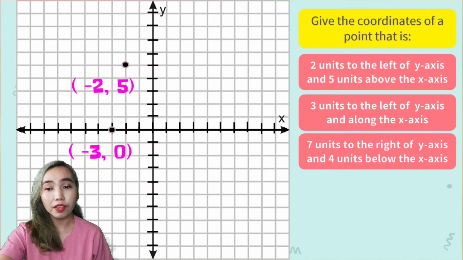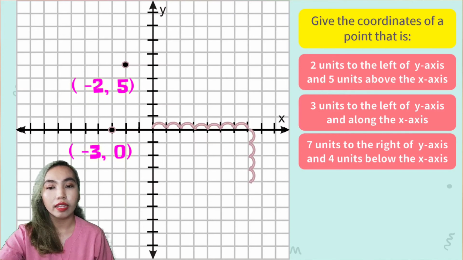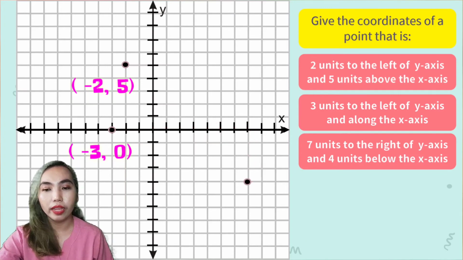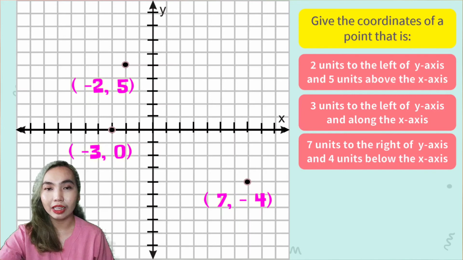Next is 7 units to the right of y-axis and 4 units below the x-axis. So, 7 units to the right. So, from the origin, 1, 2, 3, 4, 5, 6, and 7. 4 units below from that point. So, 1, 2, 3, 4, and that will be your point. The coordinates of that point is (7, -4).